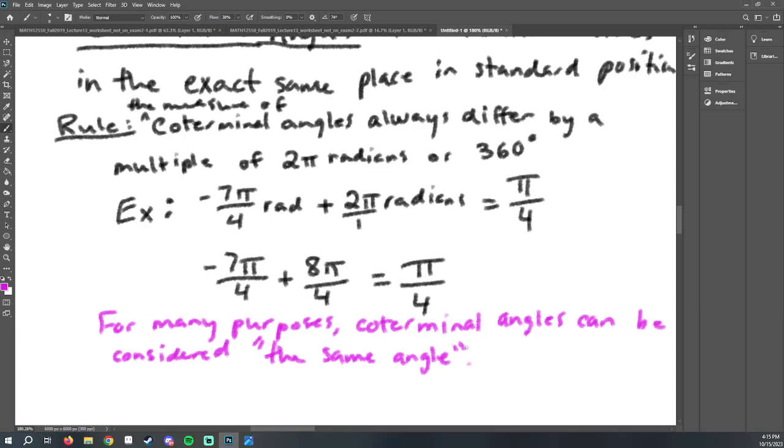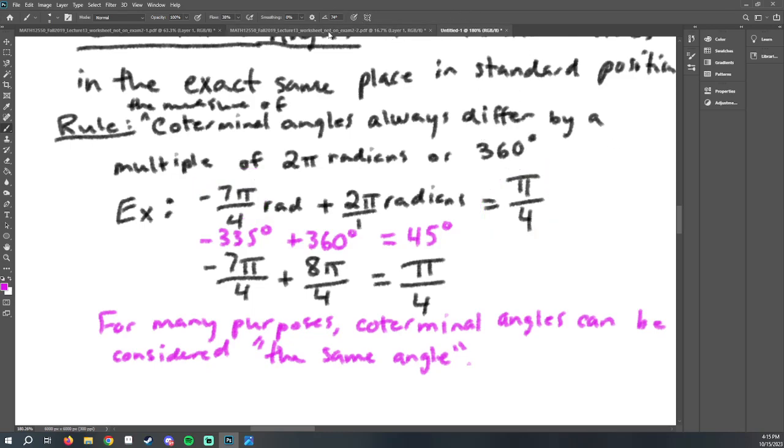Note, by the way, if we convert this whole problem into degrees, we get negative 315 degrees plus 360 degrees equals 45 degrees. Which means that negative 315 degrees and 45 degrees would be considered coterminal angles as well, because they're literally the same angles as this and this, right? They're just written in different units.